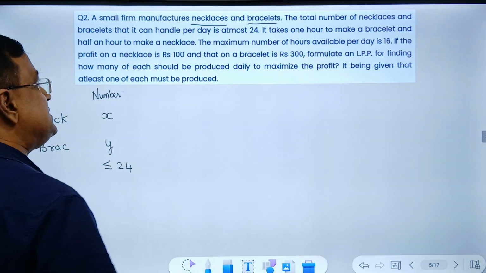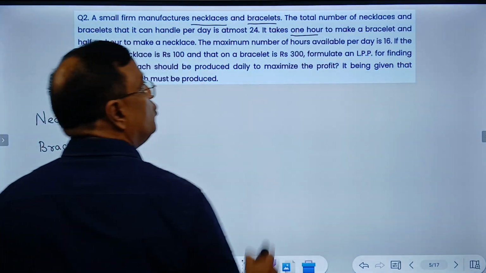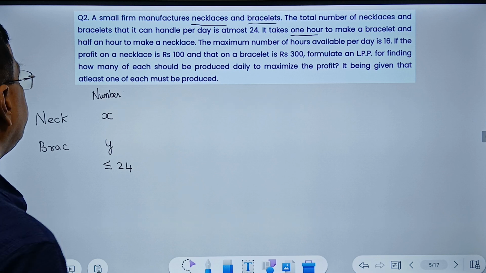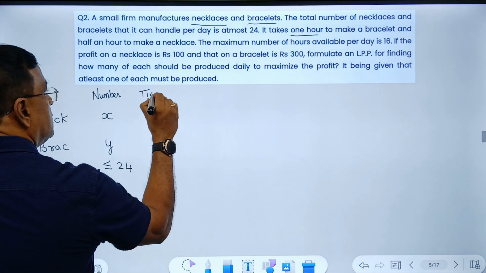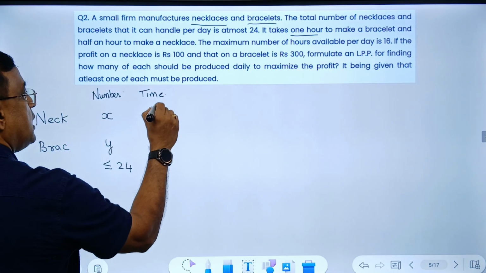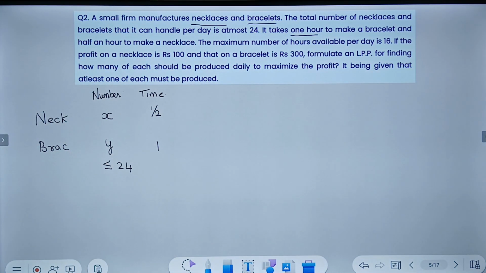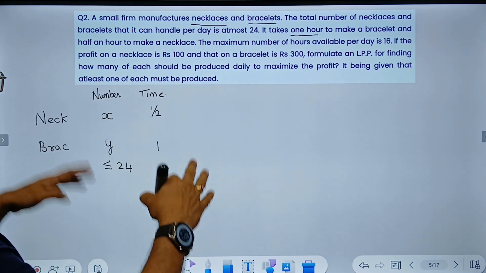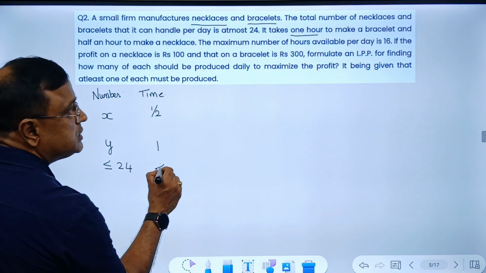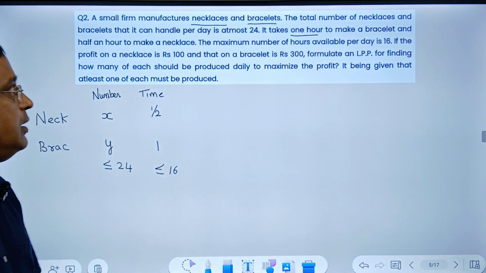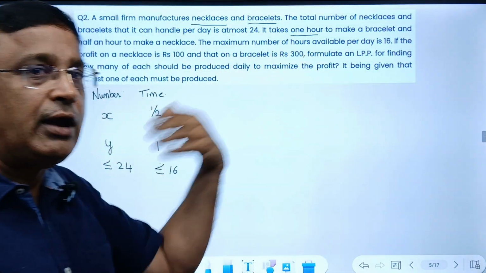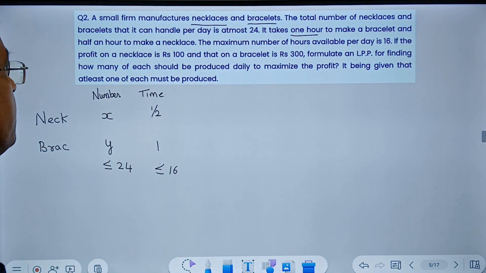And he says it takes 1 hour to make a bracelet and half an hour to make a necklace. So what is the time? It takes 1 hour for the bracelet and half an hour for the necklace. If you make a table, it becomes easy. And the total time available is only 16 hours. So it cannot exceed 16. You cannot have more, so it should be less than or equal to 16.